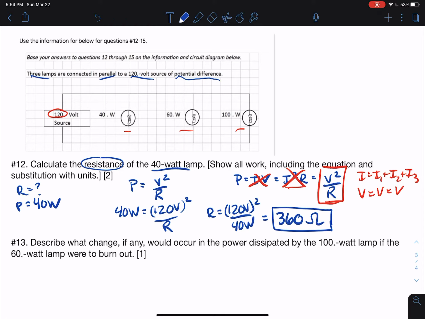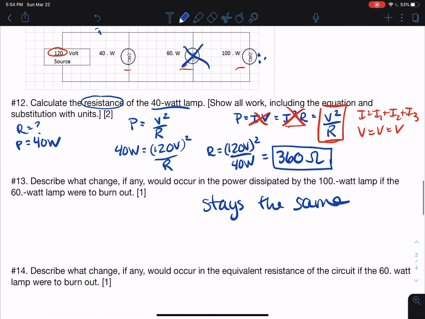Okay, number 13 says, describe what change, if any, occur in the power dissipated by the 100-watt lamp if the 60-watt lamp were to burn out. Well, if the 60-watt lamp were to just burn out, go away, the resistance stays the same of this one, the voltage stays the same, and the current is also going to stay the same because it's going to get redistributed through these paths, and really where the current will change is here. So everything stays the same. So what would happen? It stays the same. It's still going to only draw 100 watts of power.